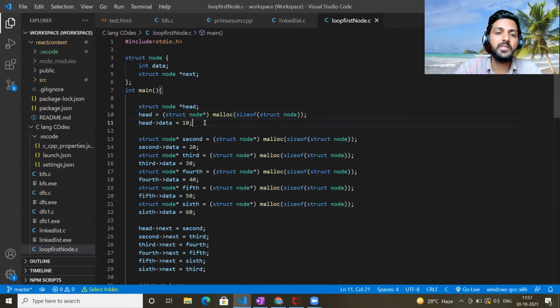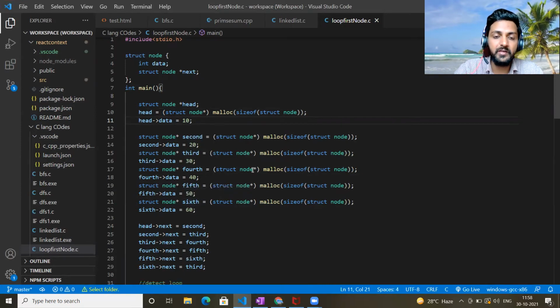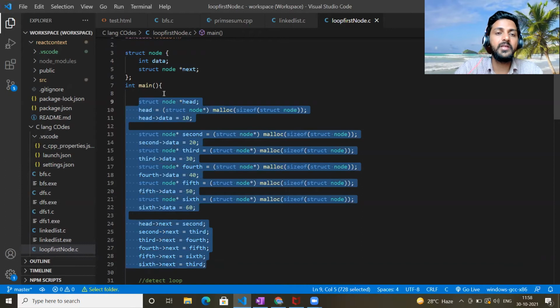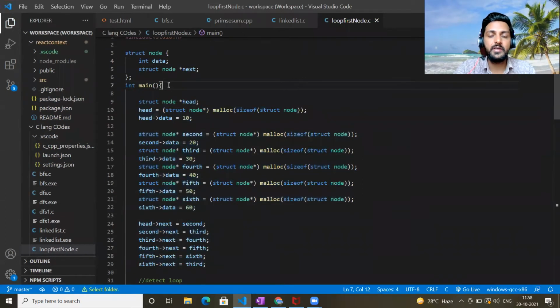Then you need to put the data. So here we are defining the same linked list: 10, 20, 30, 40, 50, 60, and 60 will point to 30 again. You can see from here, 6.next will be pointing to the third node, which is 30. So till this point, what I have done is we are just declaring one linked list and we are putting the data from 10 to 60 into the linked list.